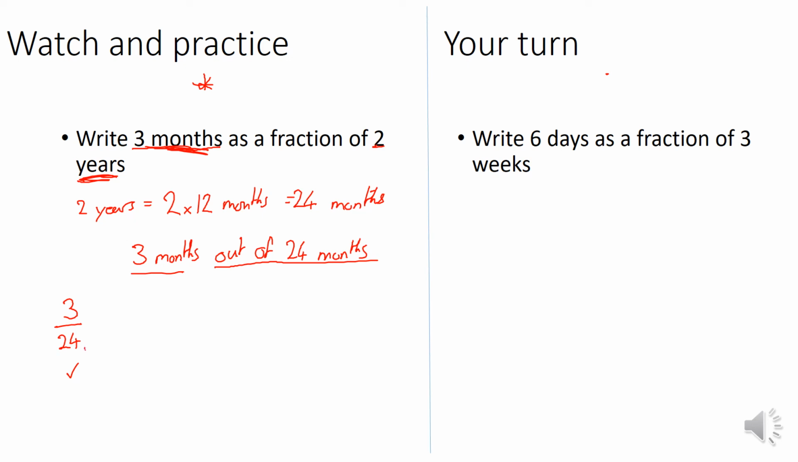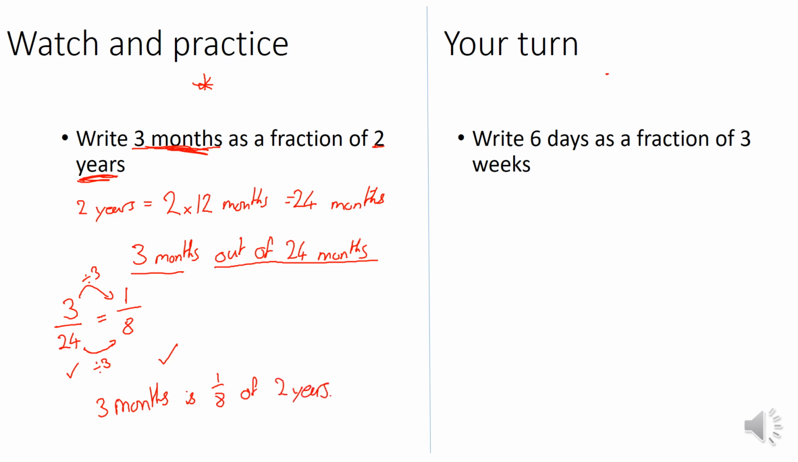What do we need to do last? I'm sure some of you have worked out, it's simplifying. So what can we divide the top and the bottom by? We can divide both of them by 3. We end up with 1 over 8, and that is our final answer. 3 months is 1/8 of 2 years.